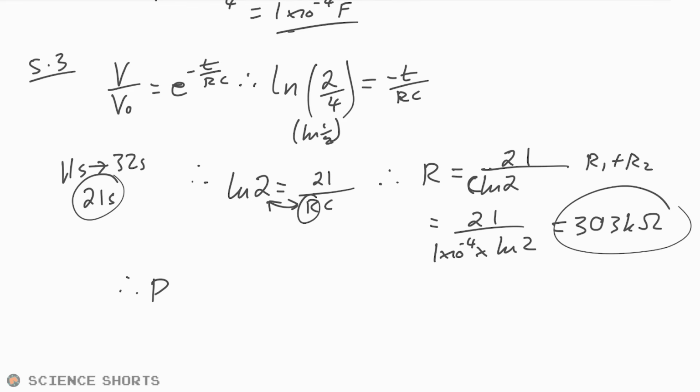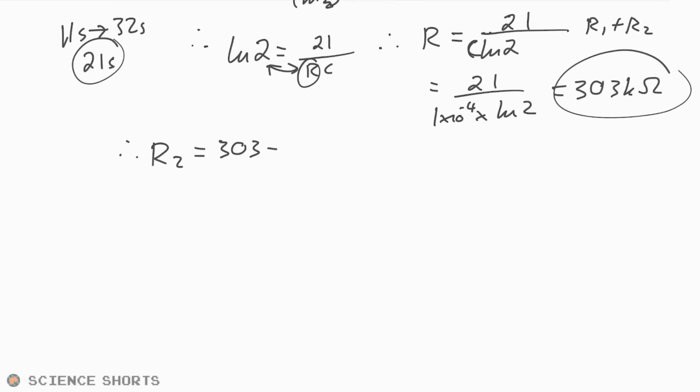So therefore, R2 is equal to 303 take away, what do we say the resistance was? Did we calculate that earlier? Okay. So there's a bit of an extra step here. So we actually have to find out R1 as well. Is there a shortcut that we can do? Yeah, no, I don't think so. Okay, so yes, I think there is actually.